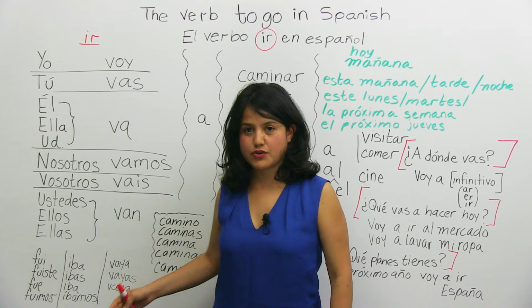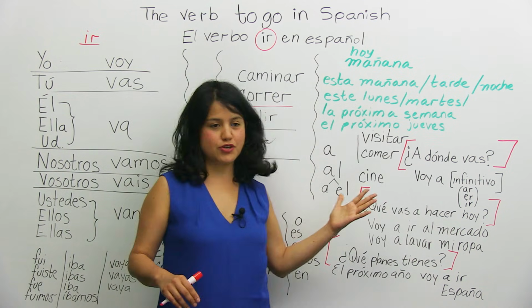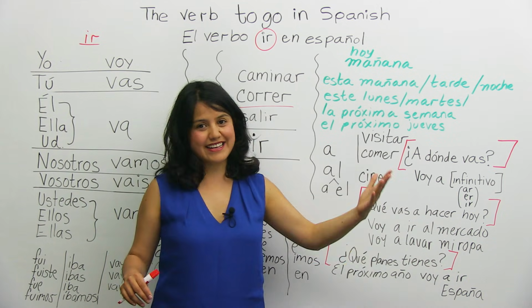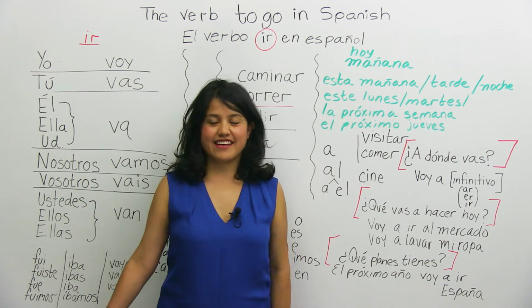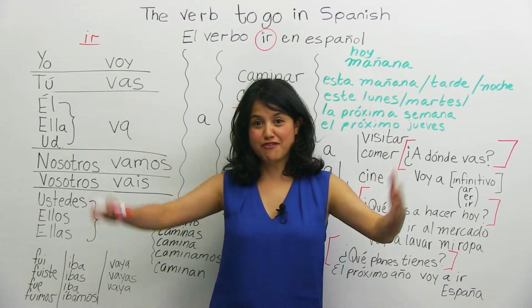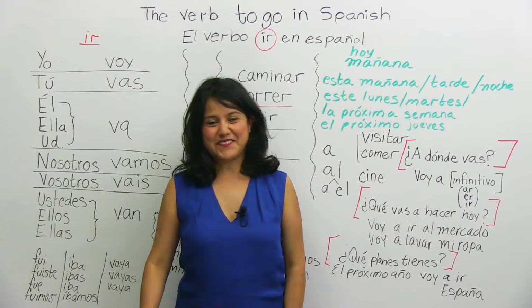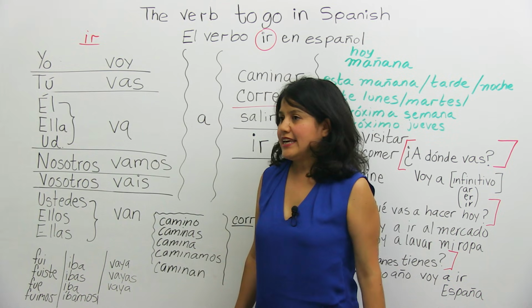First, we're going to go to the conjugation. Then I'm going to show you some examples, and then I'm going to show you some structures. And finally, I'm going to teach you some good phrases that are going to be so useful, and your Spanish is going to improve a lot. Let's start. This verb, the verb to go, ir.